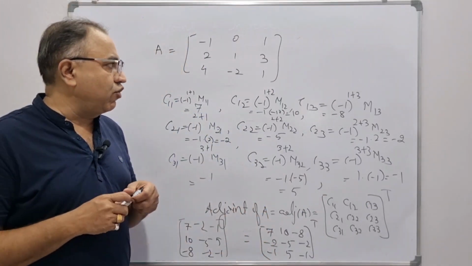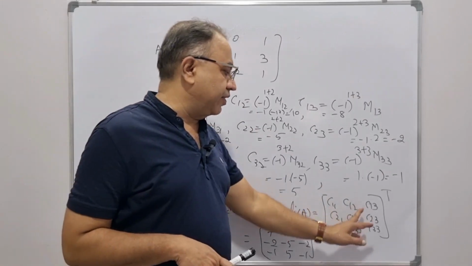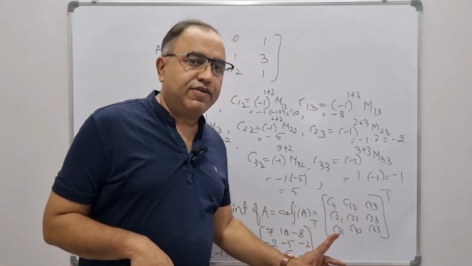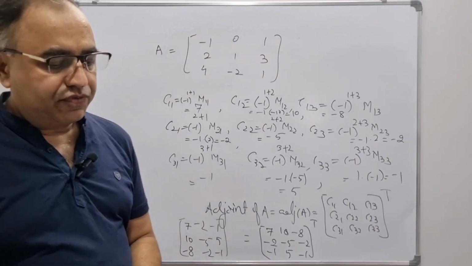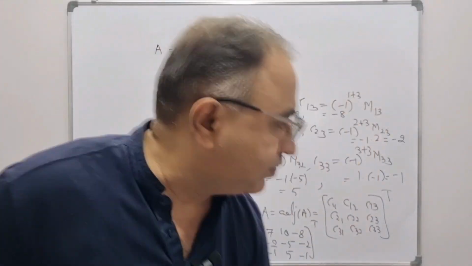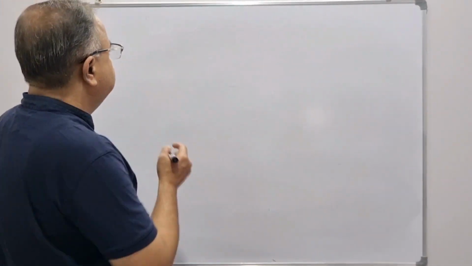So first you will find out cofactors corresponding to each of these entries, replace all the entries with their corresponding cofactors, and then transpose it. Once you transpose it, you get adjoint of a matrix. So this is a very important concept for you. So again I recall the concept of adjoint of a matrix.